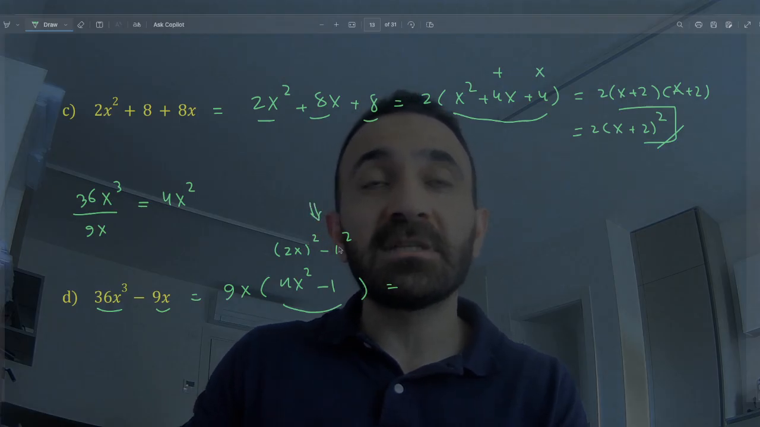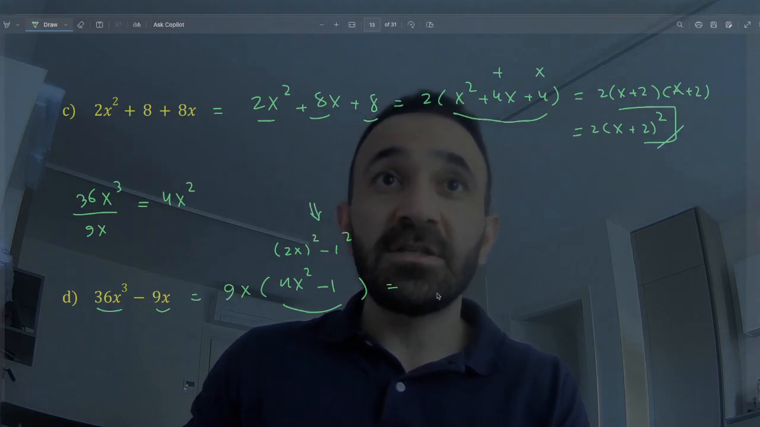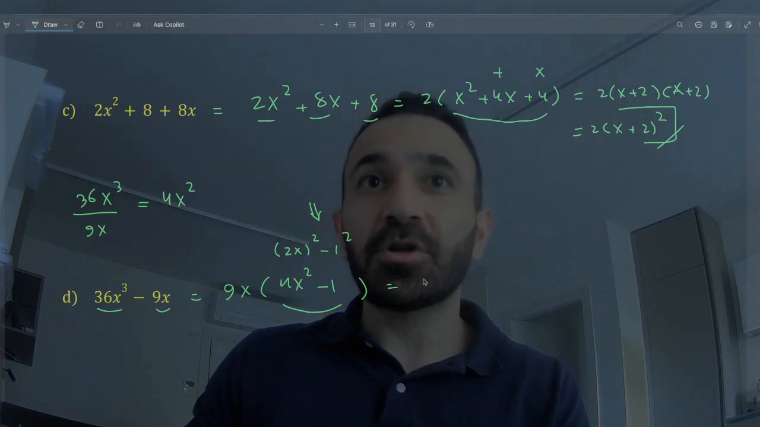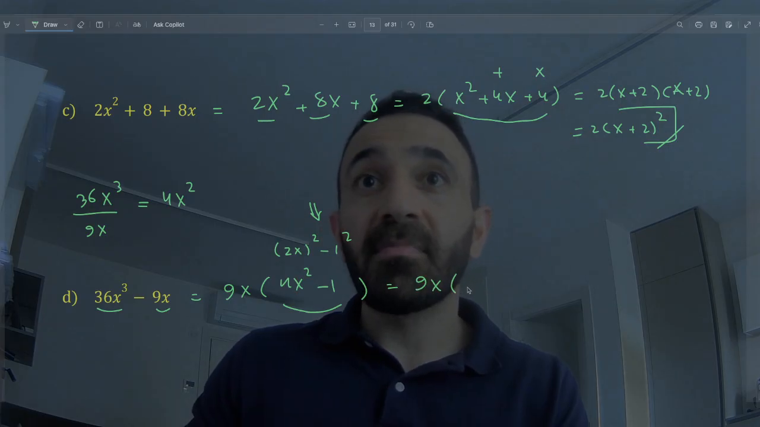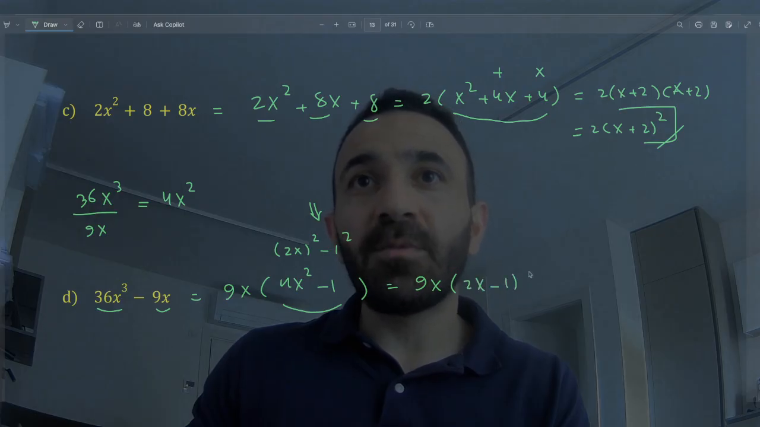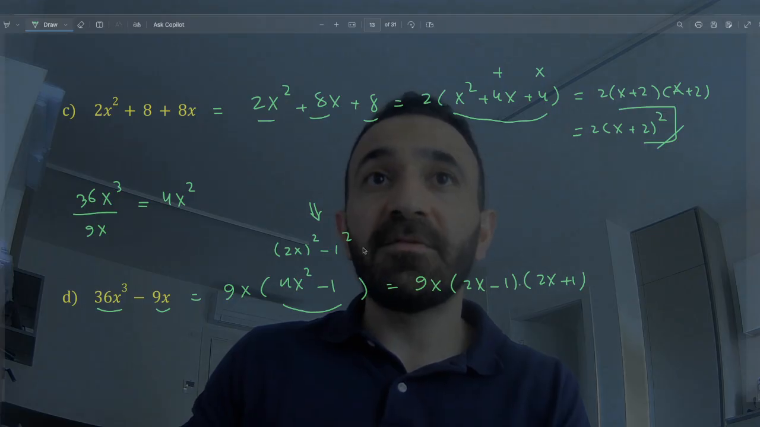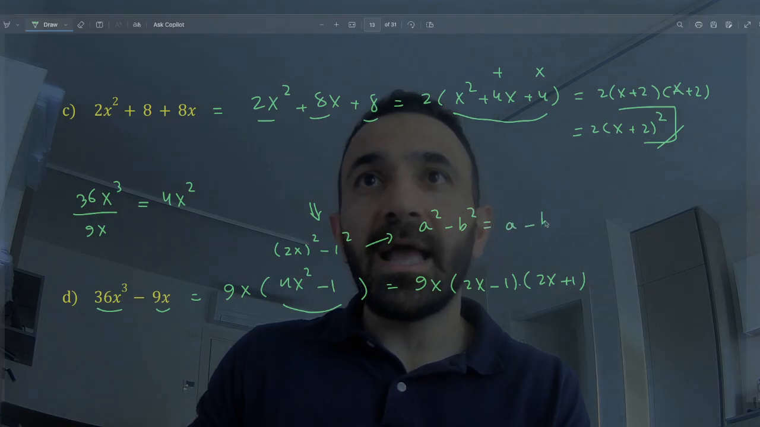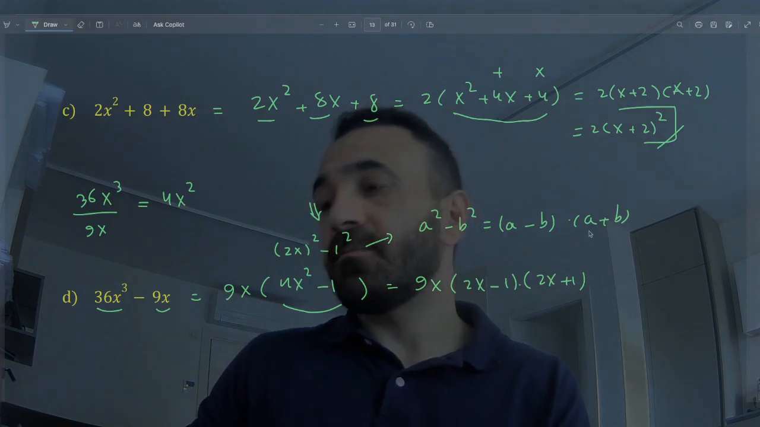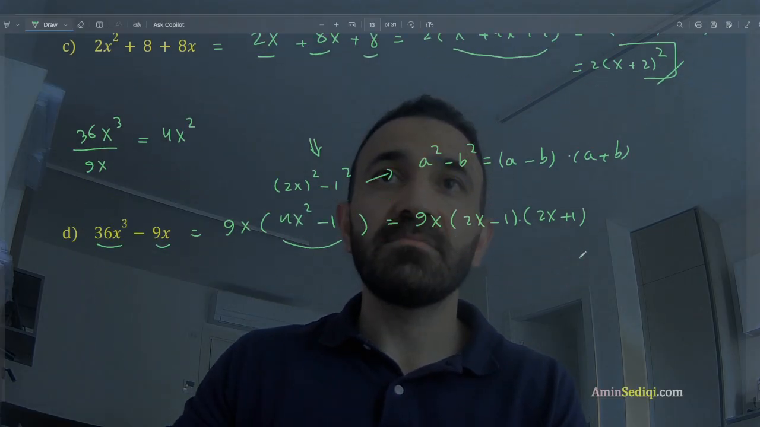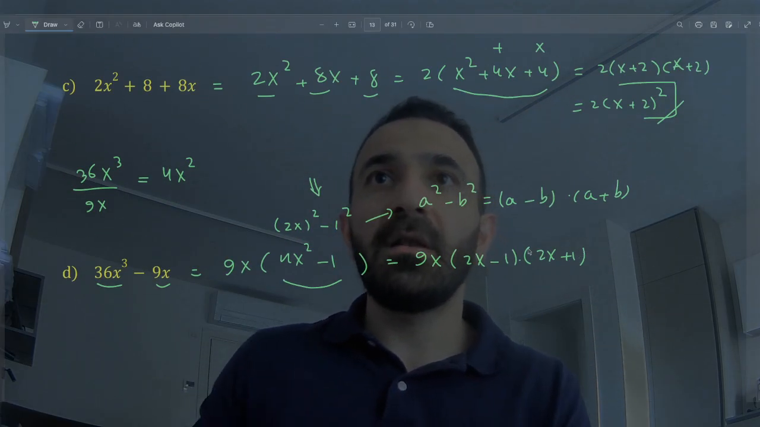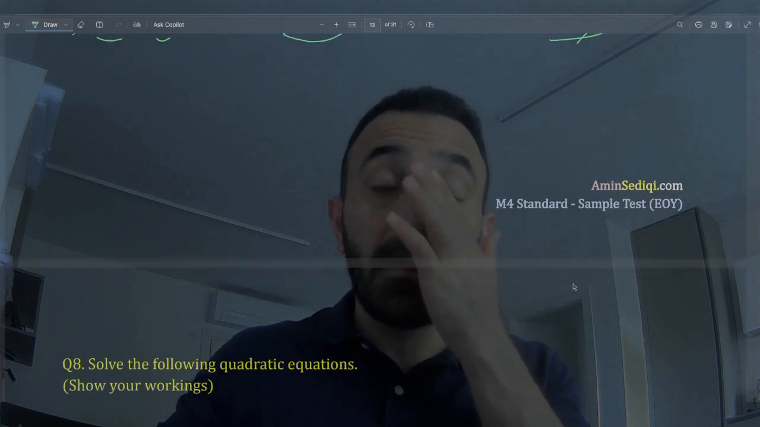So here I can use the difference of squares, the third method of factorizing. So it's 9x times (2x minus 1) times (2x plus 1). What was the formula here? a squared minus b squared equals a minus b times a plus b. That's it. This is the final answer.